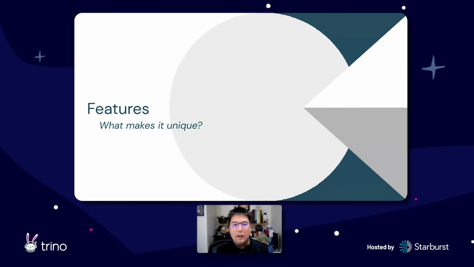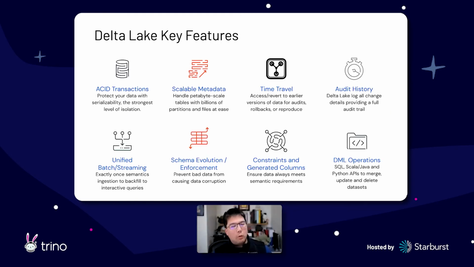All right. So what makes Delta Lake Delta Lake? What features make Delta Lake unique? Well, in addition to the fact that we're talking about ACID transactions and things like scalable metadata, we also have the ability to do time travel and audit history. In other words, we can revert to earlier versions of the data, and we can log all transactions that happen to the Delta Lake to provide you a full audit trail. And so that's pretty cool.